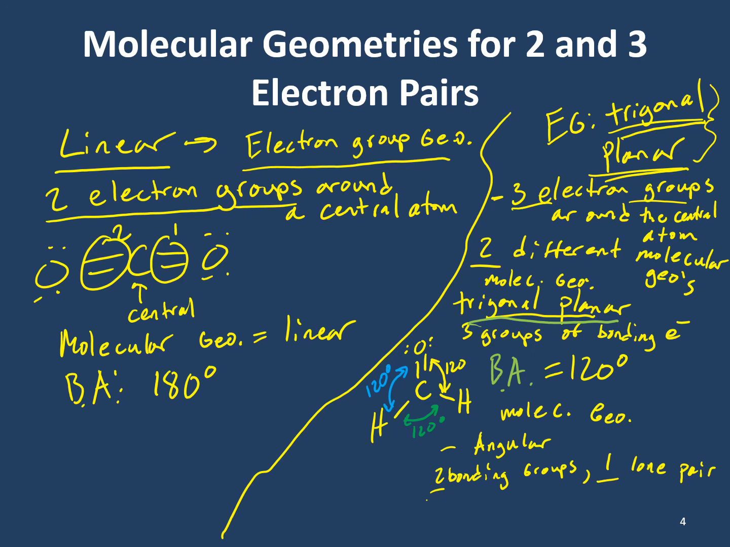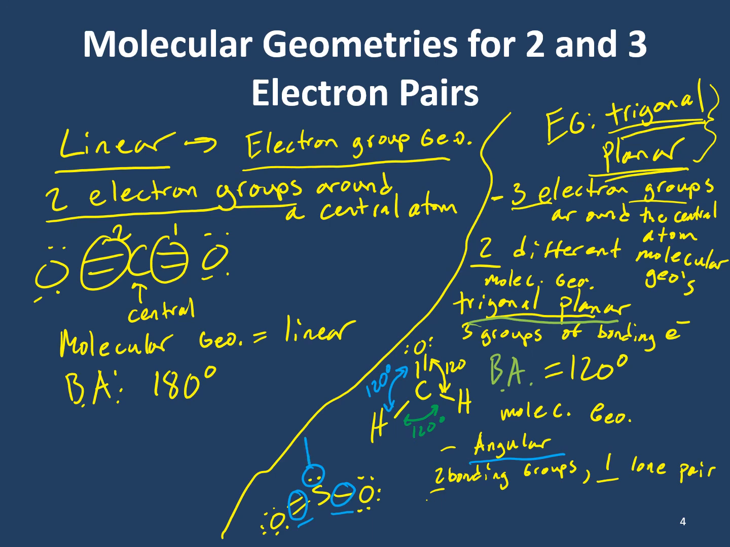A great example of this is SO2. If we look at the Lewis structure for SO2, it looks like this. Now SO2 has 3 groups around it, right? We have 1 bond here, another bond here, and a lone pair there. When we're counting for electron group geometries, we count all of these. When we're looking at molecular geometry, we only have 2 bonding groups and 1 lone pair, which means it's not a trigonal planar molecular geometry, it's an angular molecular geometry.